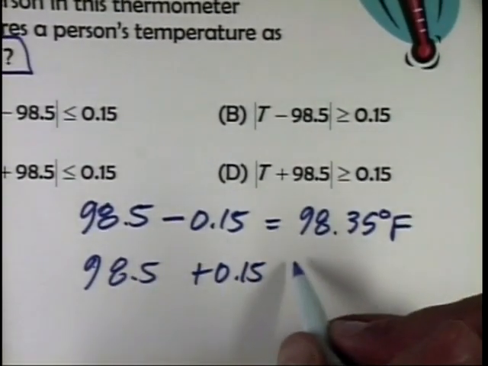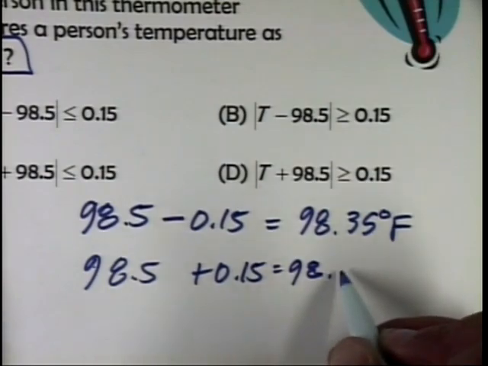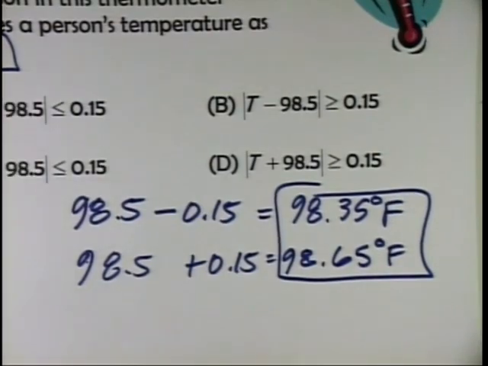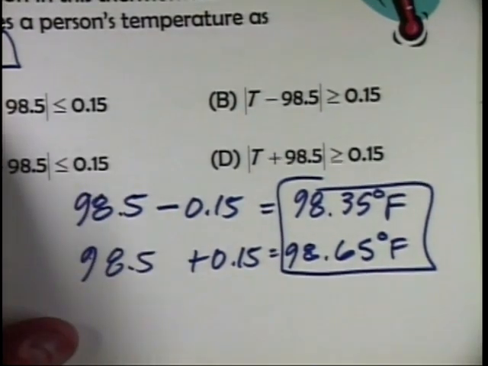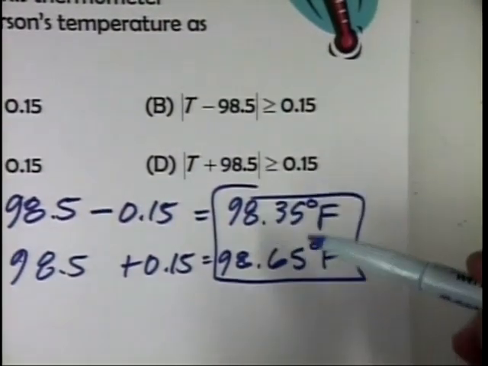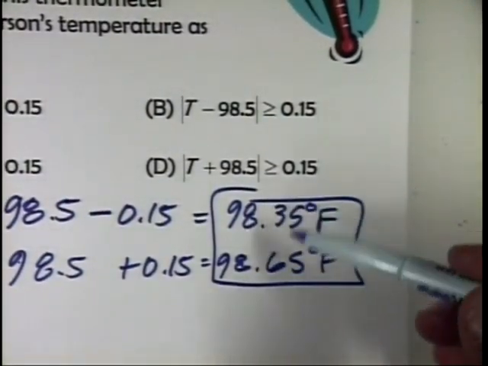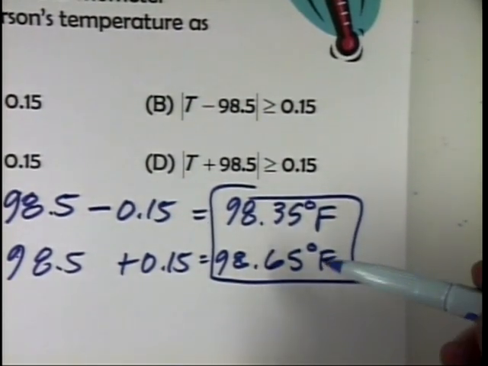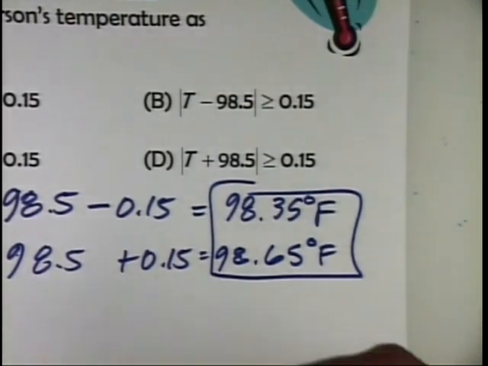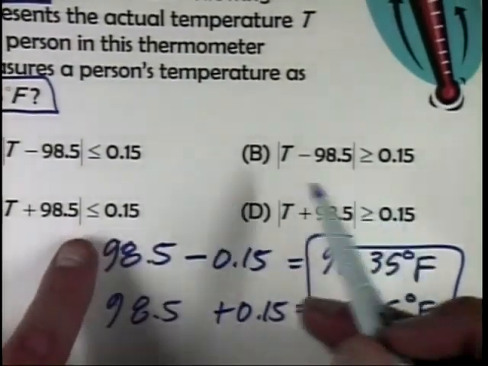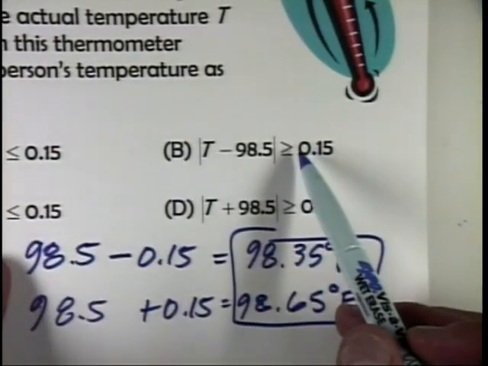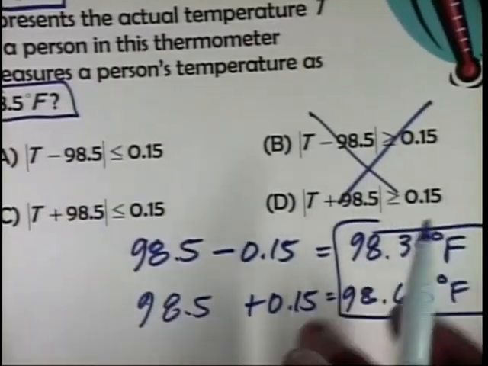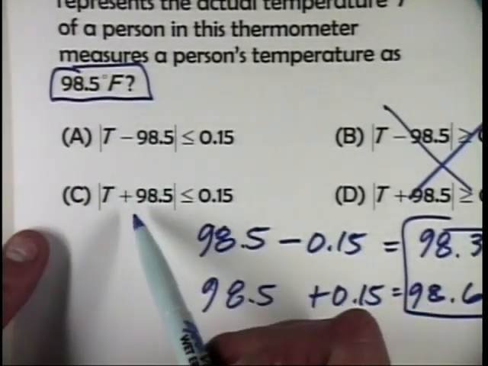And if I add 0.15, I get 98.65 degrees Fahrenheit. So assuming that this thermometer is accurate to within 15 hundredths of a degree, getting a reading of 98.5 means that my temperature actually might be anywhere in between these two values. This would be a connected interval. So that's going to translate back into the less than or equal to case. If we look at our choices, we've got less than or equal to, less than or equal to, greater than, greater than. It can't be either of the greater than ones. Our temperature can be anywhere within that, so it's got to be one of these two. The only difference is the minus and the plus.